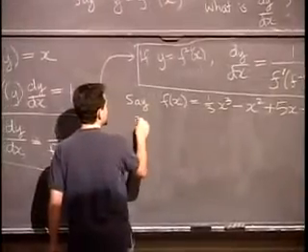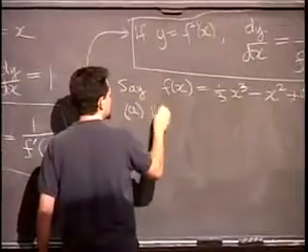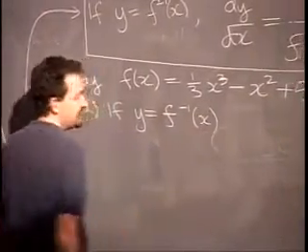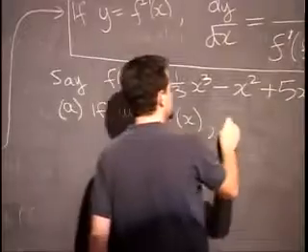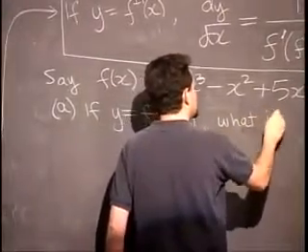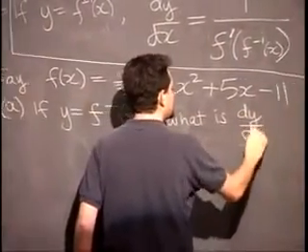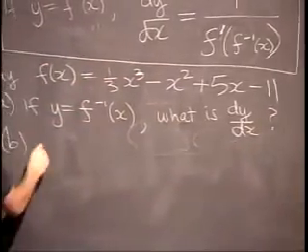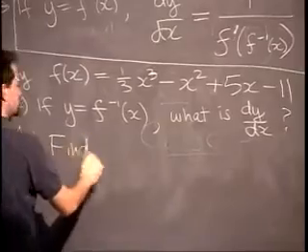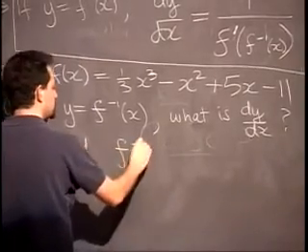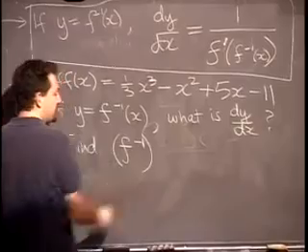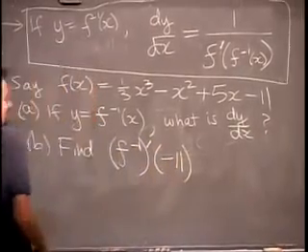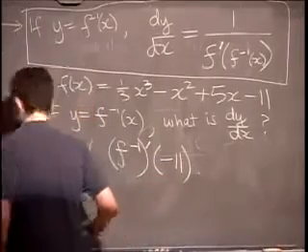So the question is, part A: if y is now the inverse function of f, evaluated at x, what is dy/dx? And the second question is, find f inverse prime at minus 11. Okay.